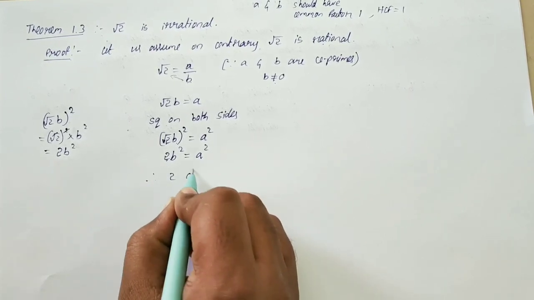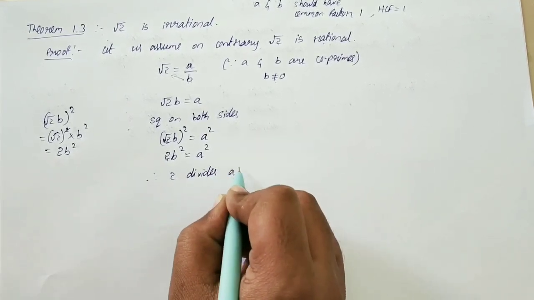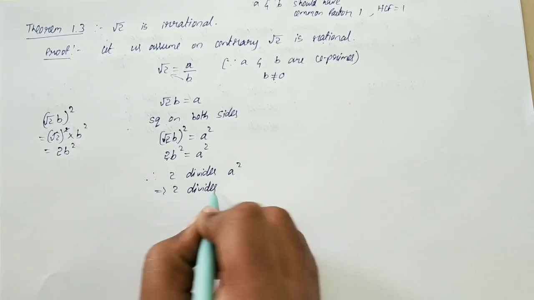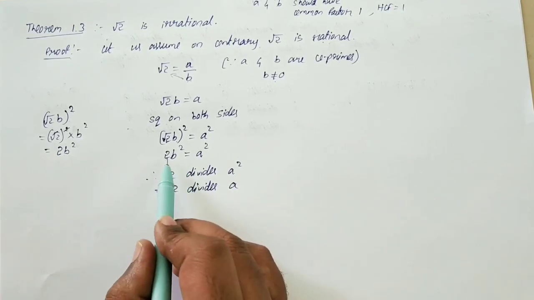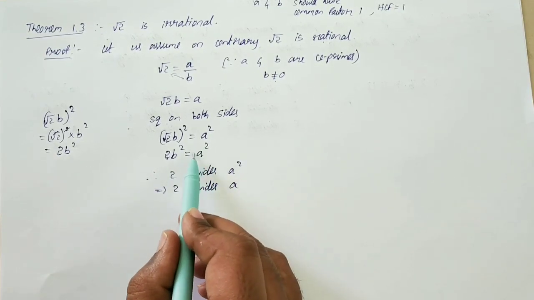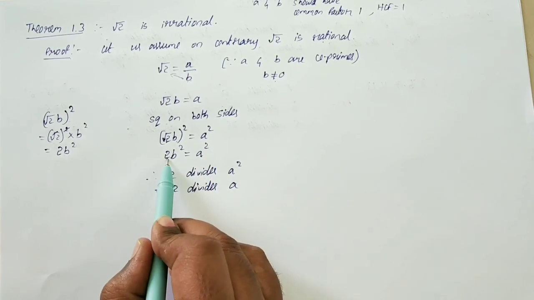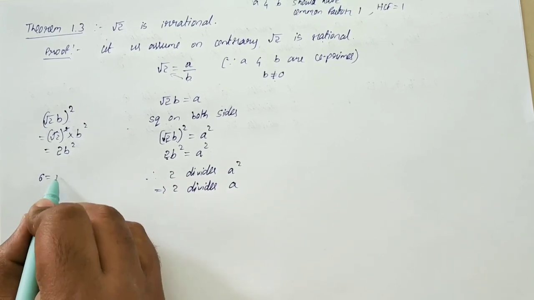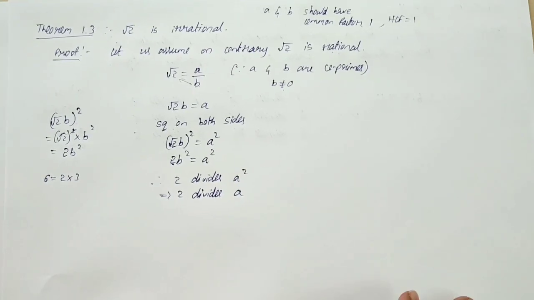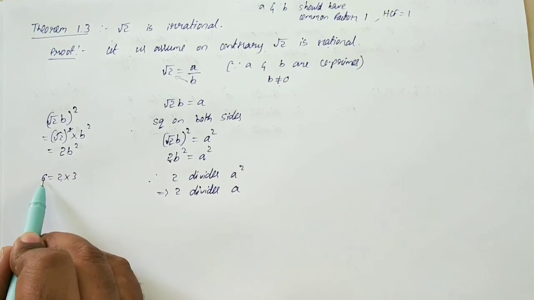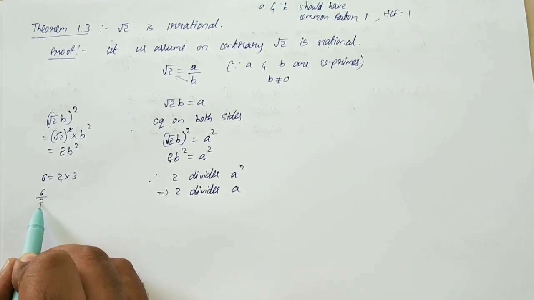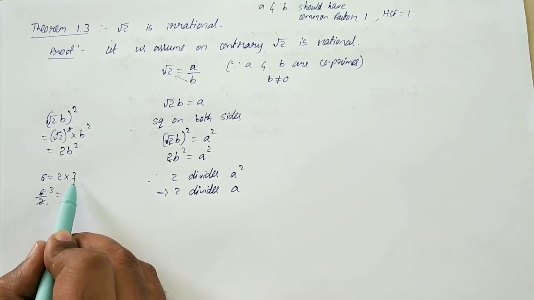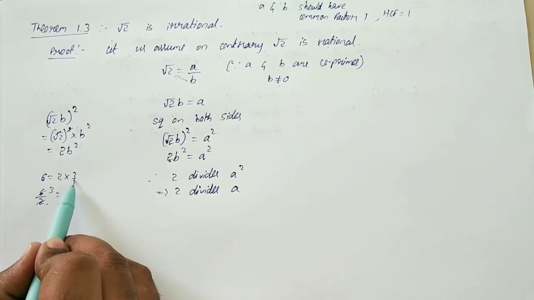Therefore 2 divides a square, that implies 2 divides a also. So if 2 is a factor of a square, then this a square can be divided by 2, right? For example 6, what are the factors of 6? 2 into 3, right? If 2 is a factor of 6, then this 6 can be divided by 2, right? 2 ones are 2, 2 threes are 6, so we can divide this 6 by 2. Or if 3 is a factor of 6, then this 6 can be divided by 3.